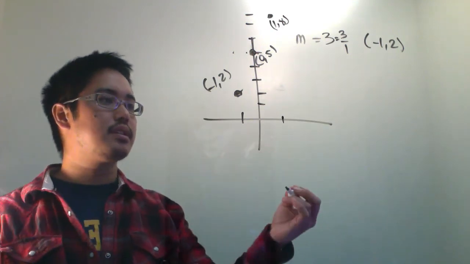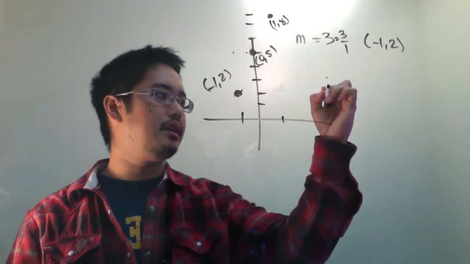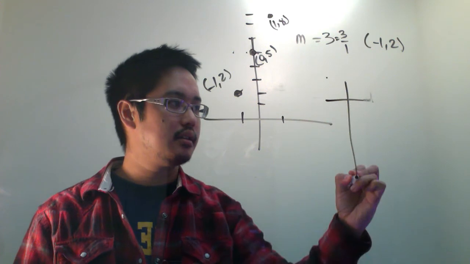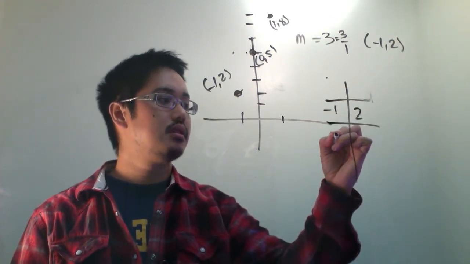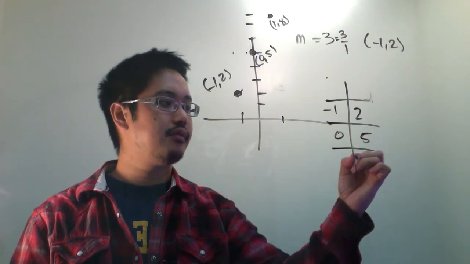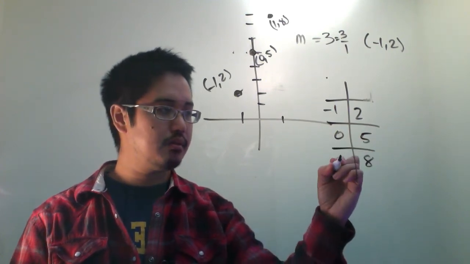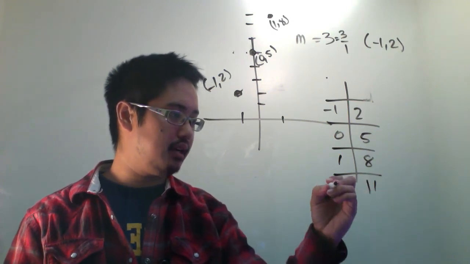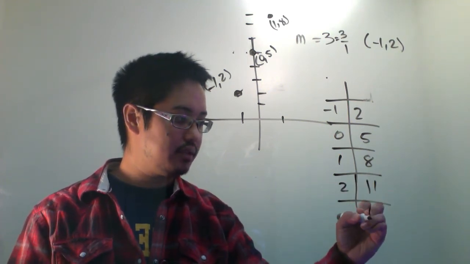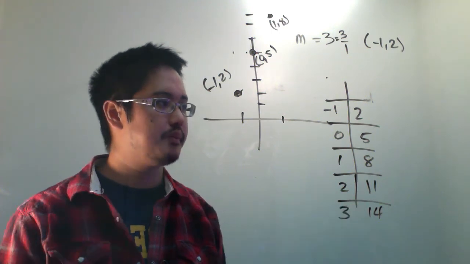Maybe if we drew this on a table, it might be a little bit easier to take a look at. -1, 2, 0, 5, 8, this would be 1. I just keep adding 3 to this thing, so that would be 11, and 2, and 14, and 3.